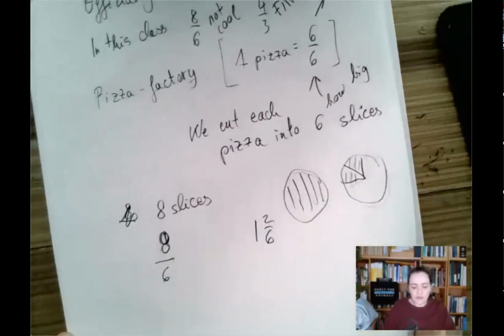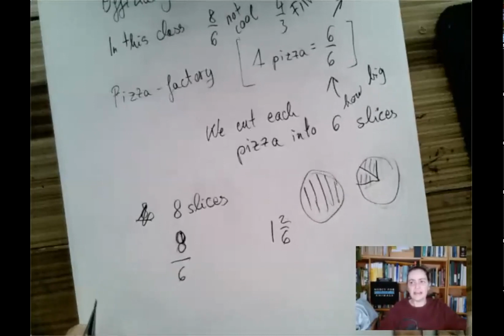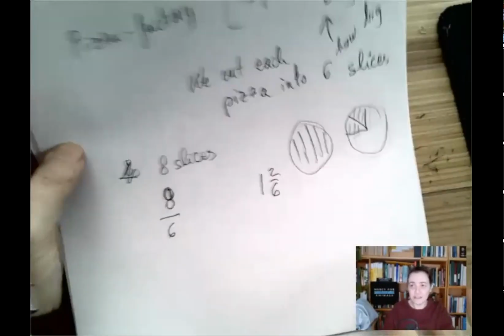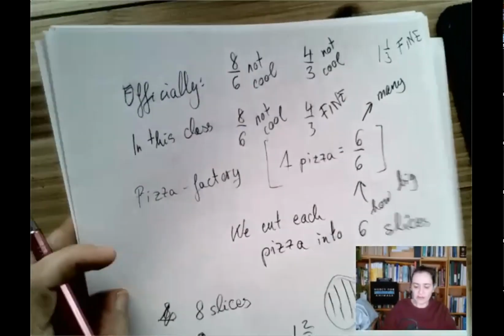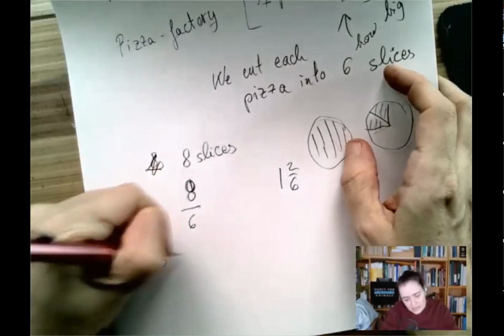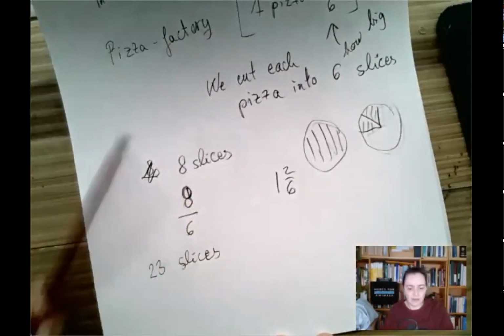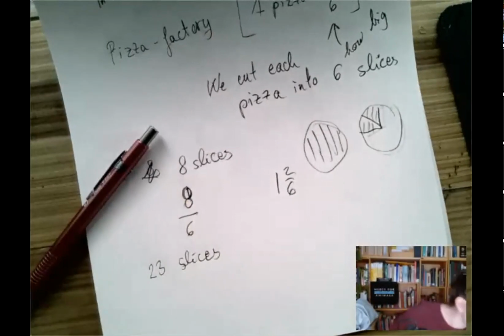All right, so write it as a mixed number and an improper fraction. Actually, write it as an improper fraction and a mixed number when someone orders 23 slices. What improper fraction does that mean, and convert it into a mixed number?